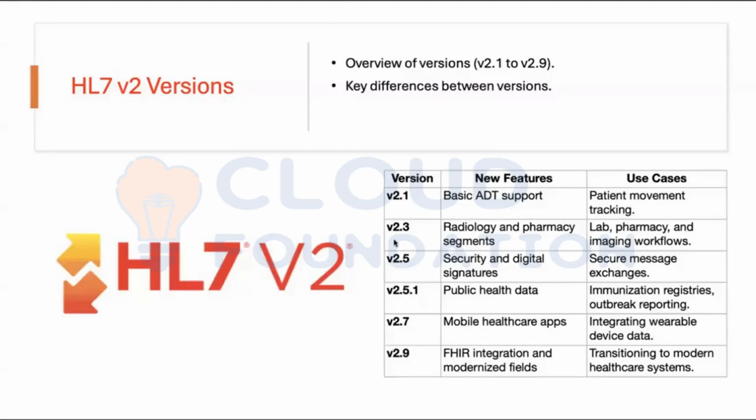Then later on, as time passed, new things were introduced. Radiology and pharmacy segments. More medicines were introduced. More viruses were also introduced. There was a need for a newer version, that is version 2.3. After 2.1, they skipped 2.2. They directly jumped to 2.3.